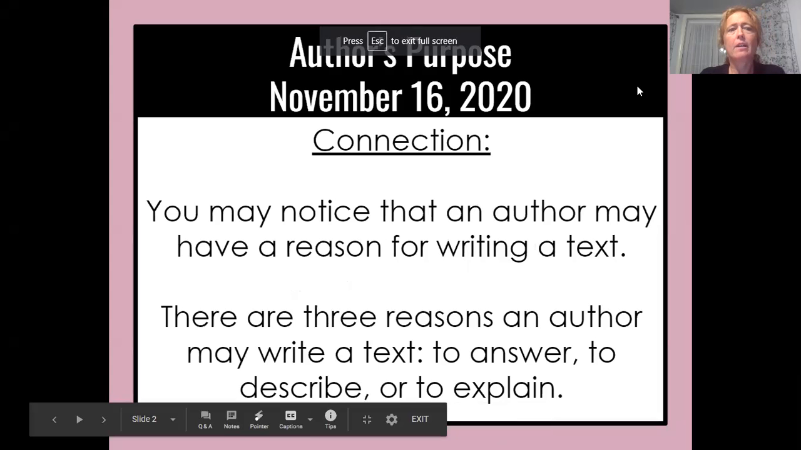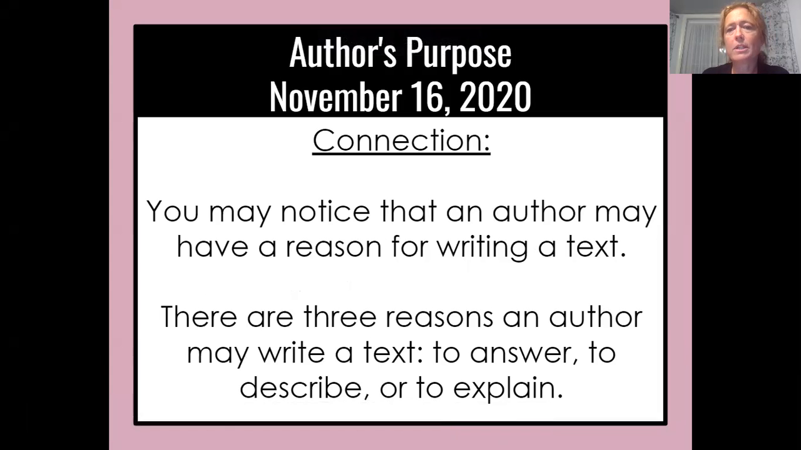All right. Our connection is you may notice that an author may have a reason for writing a text. There are 3 reasons an author may write a text: to answer, to describe, or to explain. Okay, so when it says to answer, that means it's answering a question for you. To describe means it's telling you more about something, and to explain is more explaining how to do something or telling you about how to do something.